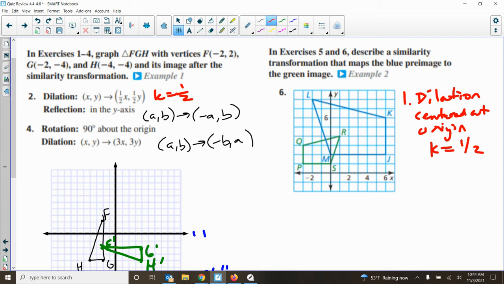Let's do that in red. All right, so M is at 0, 2. Multiply those by a half, you get 0, 1. J is at 6, 2. Multiply by a half, you get 3, 1. K is at 6, 6. Multiply by a half, you get 3, 3. And L is at -2, 8. That gives -1, 4. Duke. And that looks like all you got to do is reflect over the y-axis.